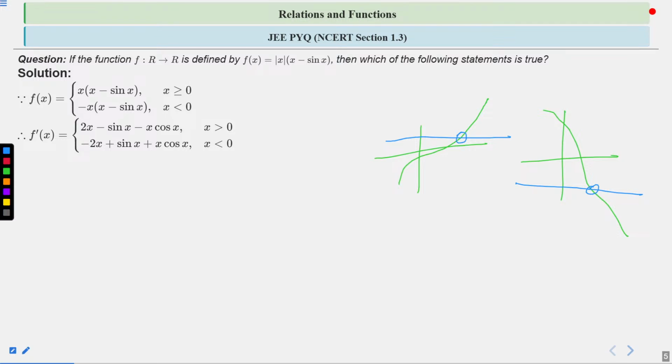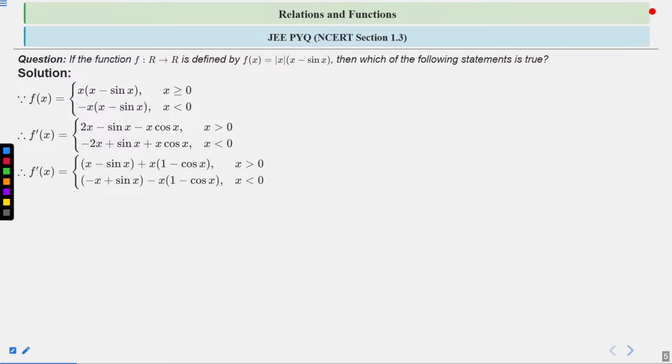We just have to find f dash x, and if f dash x is greater than 0, then we can say that the function is strictly increasing, and if f dash x is less than 0, then we can say that the function is strictly decreasing, right? So let us move. So f(x) was this one. Now let us find f dash x. F dash x is 2x minus sin x minus x cos x when x is greater than 0, right? And it is minus 2x plus sin x plus x cos x when x is less than 0, right?